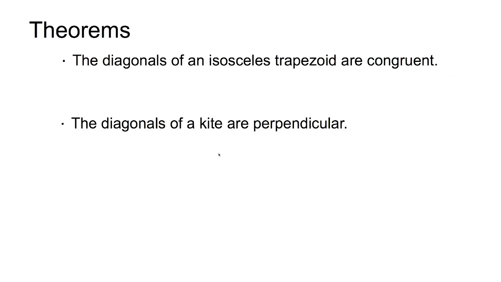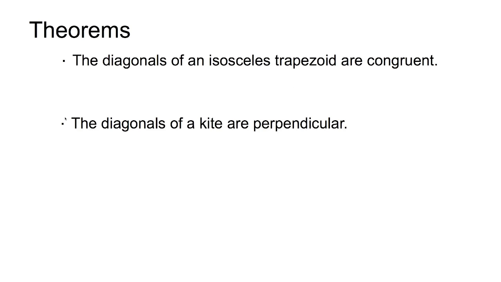Here are 2 more theorems or properties about the diagonals of isosceles trapezoids and the diagonals of a kite. The diagonals of an isosceles trapezoid are congruent. Now that's similar to the theorem that stated that the diagonals of a rectangle are congruent. So very similar to that. In fact, exactly the same, except it's talking about an isosceles trapezoid.